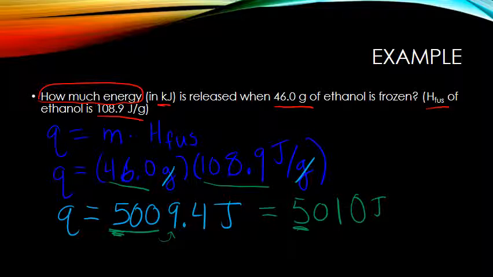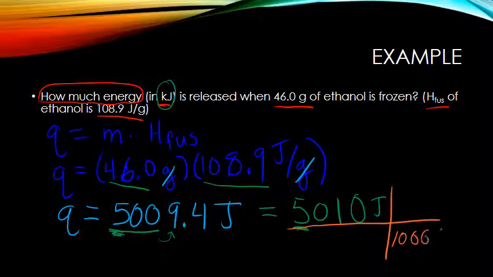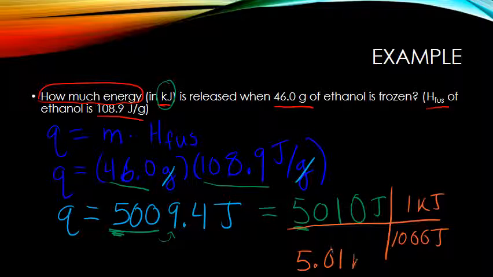Now, our answer does ask for it to be in kilojoules. So there are 1,000 joules in a kilojoule. I'm going to do the conversion right here. Take this, do a little table. 1,000 joules in 1 kilojoule. So we just want to divide it by 1,000, and that will give us 5.01 kilojoules. There's our final answer.